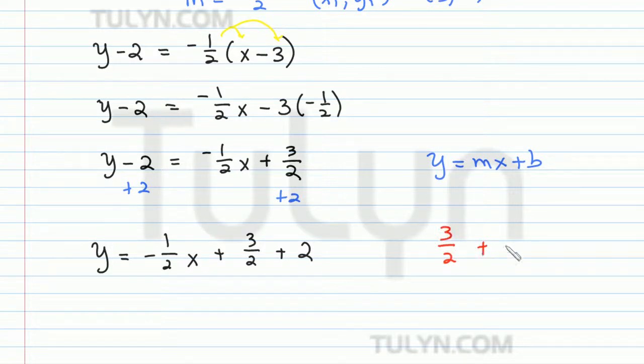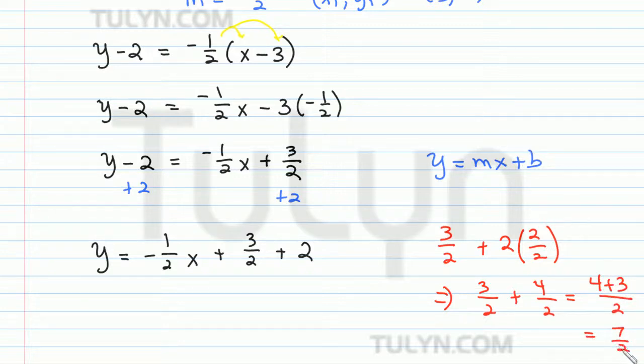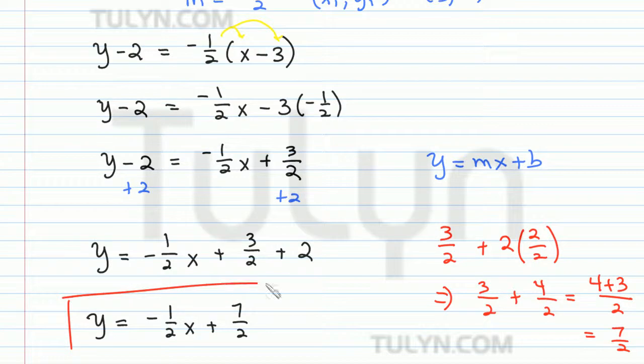So 3/2 plus 2. We want to multiply the top and the bottom of the second term by 2. That way we have 3/2 plus 4/2, and now we have a common denominator, so we can combine them. So we have 4 plus 3 over 2, which is 7/2. So let's plug that back into our formula, and our final result is y is equal to -1/2 x plus 7/2. So that is the slope-intercept form of our equation.